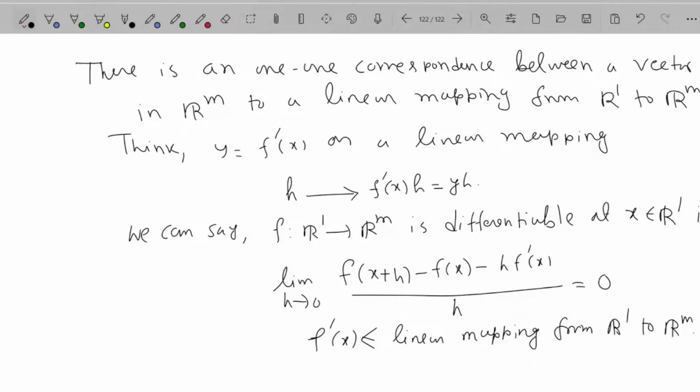point. So f dash x is a number, and in this case it is a vector. So we are associating a vector. Actually, there is a one-to-one correspondence between a vector in Rm and a linear mapping from R1 to Rm. So you can think of a vector as a linear mapping from R1 to Rm. Therefore, the derivative of a function at a point x is now a linear mapping from R1 to Rm in this case. Okay. So it's a linear mapping.